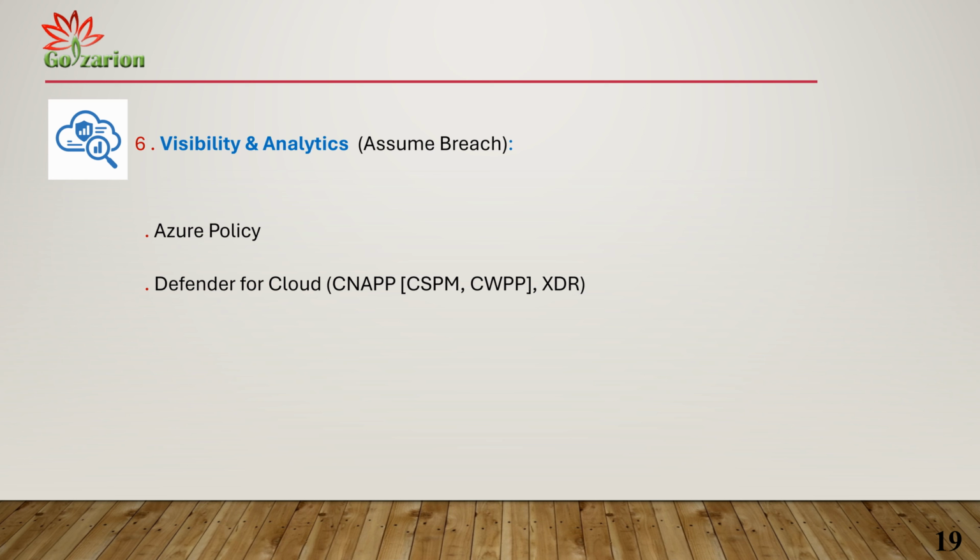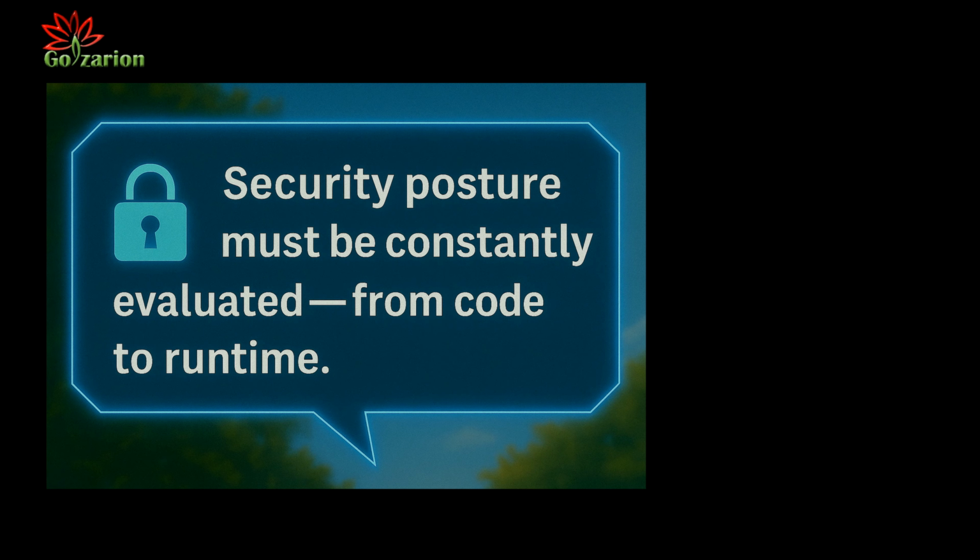And on the broader scale, Microsoft 365 Defender delivers extended detection and response, or XDR, to correlate threats across identities, endpoints, and cloud apps. Visibility is power. The more you see, the faster you can detect, respond, and stay ahead of threats. Security posture must be constantly evaluated from code to runtime.